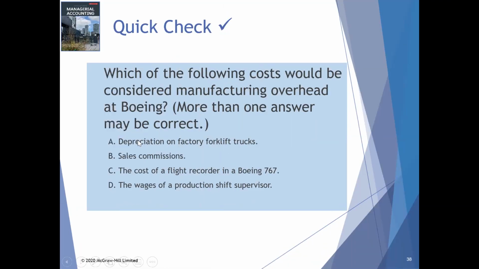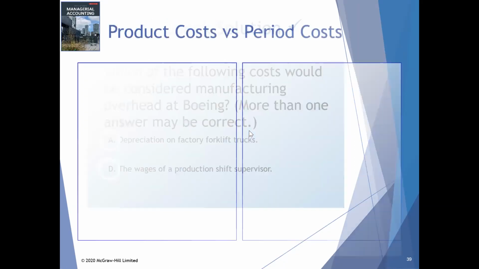And look at this, A and the production shift supervisor, D. Sales commission is not required. Cost of the flight recorded: maybe you can say direct or indirect, both you can add in the cost of a flight recorded in the Boeing 769. So A and D is the right answer.